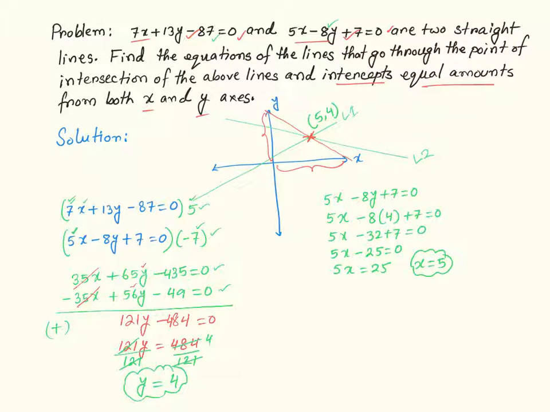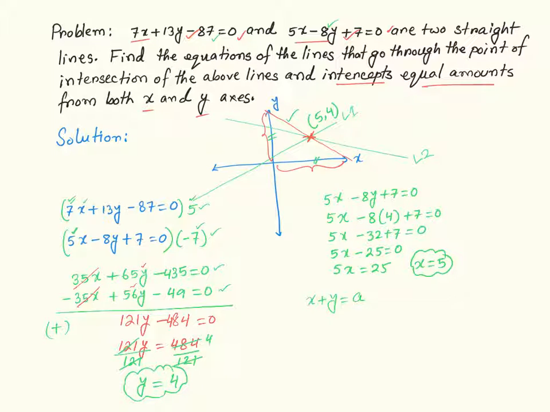Now this red line goes through this point and intercepts equal amount from both x and y axis. When a straight line intercepts equal amount from both x and y axis, it has this structure: x plus y is equal to a. Why is that the case? Because if x is 0, then y is going to be a. If y is 0, then x is going to be a. So that means they are intercepting equal amount of length from both x and y axis.